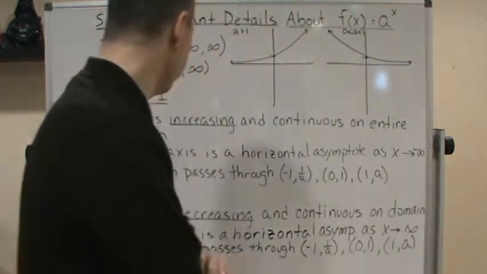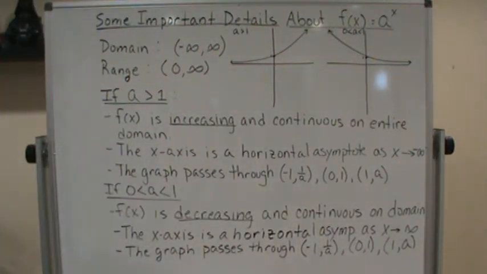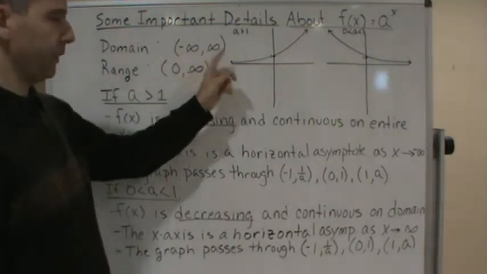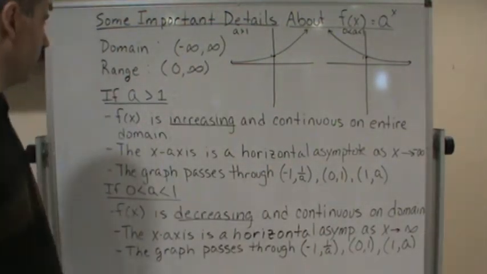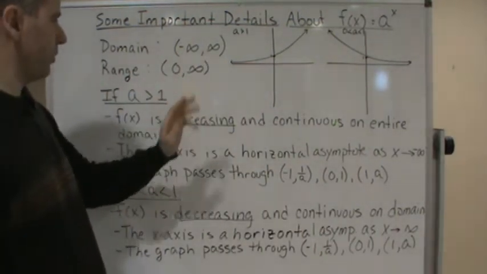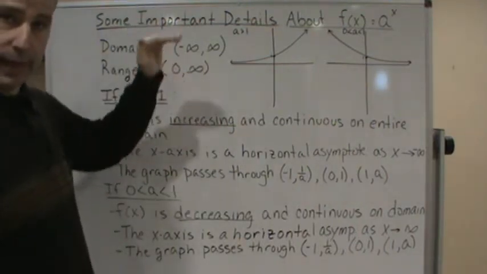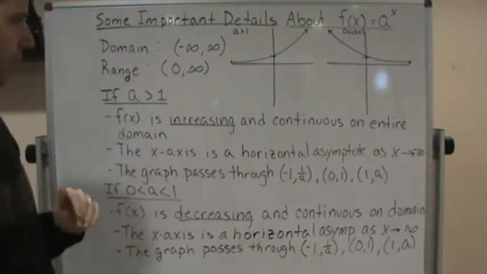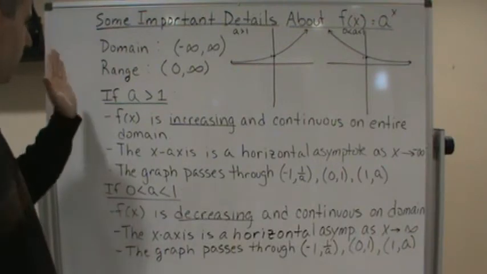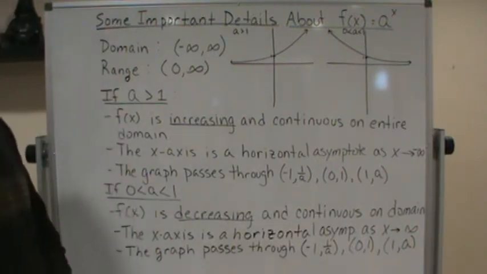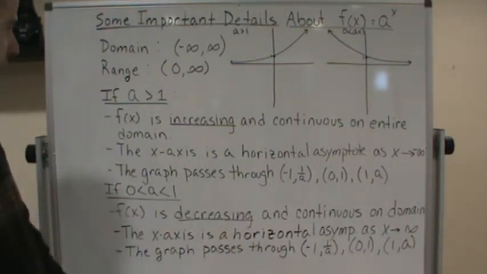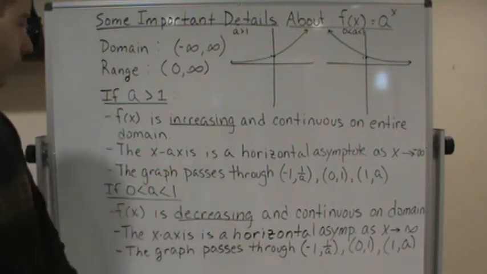Okay, so the important details start with this. What is the range and the domain of exponential functions? Well, the domain is going to be all real numbers. The range is from 0 to infinity, so we're always above the x-axis, okay? And you'll see why in a moment. But those are the domain and the range of all exponential functions. Those will not change.